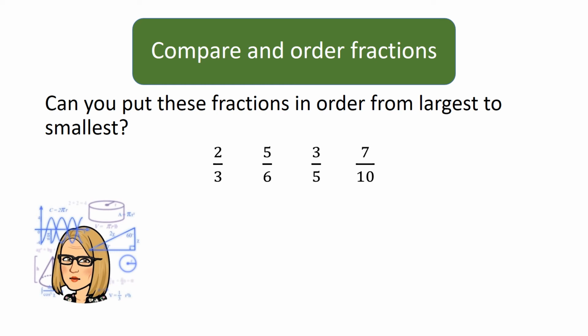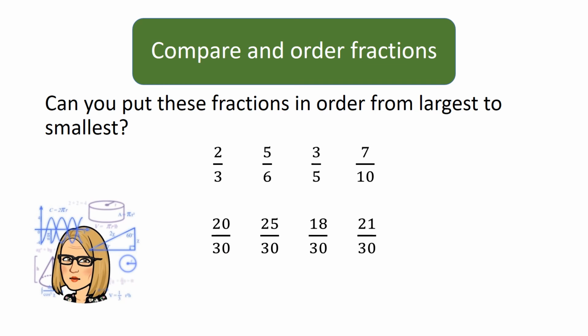5 goes into 10, but 6 and 3 don't go into 10, so I can't use 10 here as my denominator. I need to find a number that can be divided by 10, 5, 6 and 3, and the number that I'm thinking of here is 30. Let me just see. Right, yes, 30 can be divided by 3, 6, 5, and 10. So I think 30 is going to be a sensible place to start.